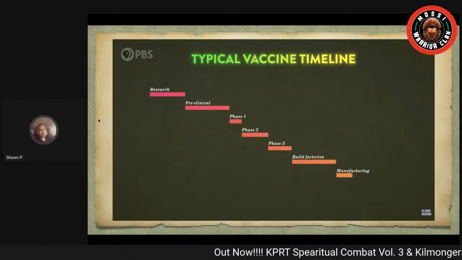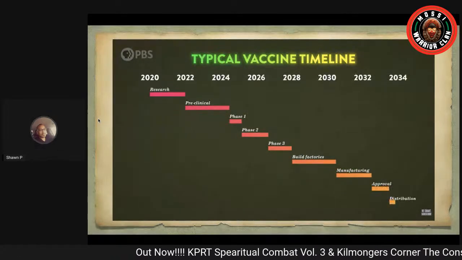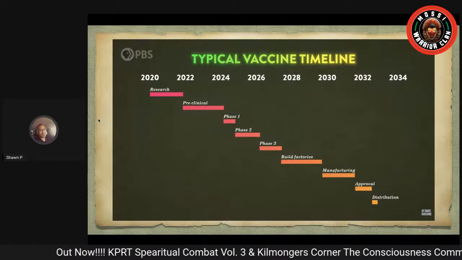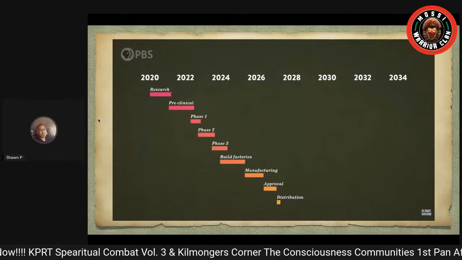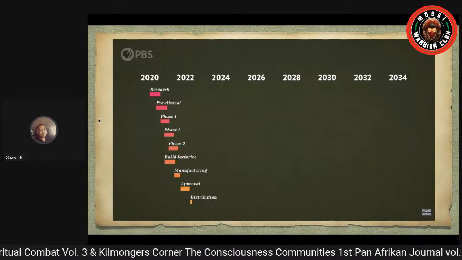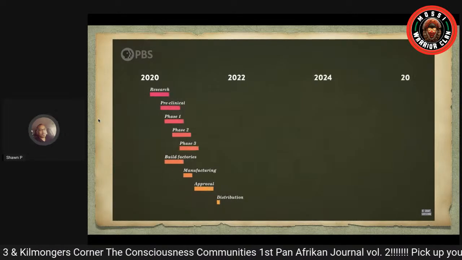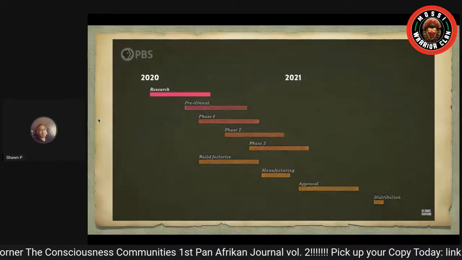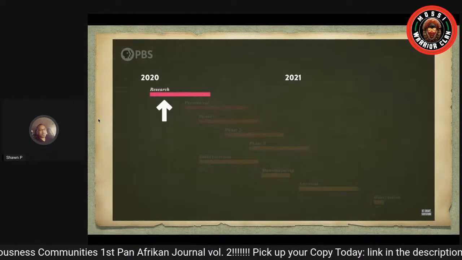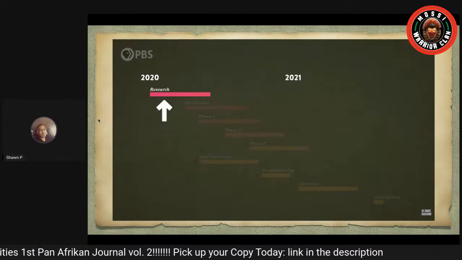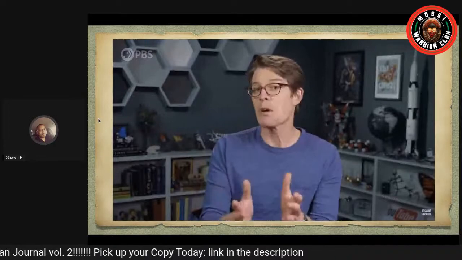And it's pretty typical for that to take 10 years or more. In an emergency, like this pandemic, well, we can't skip any of those steps, but we can speed this up by doing some of them at the same time. But none of that can happen until you figure out the first step. What do you put in your vaccine that will make it protect people? And that's what we're going to talk about today.